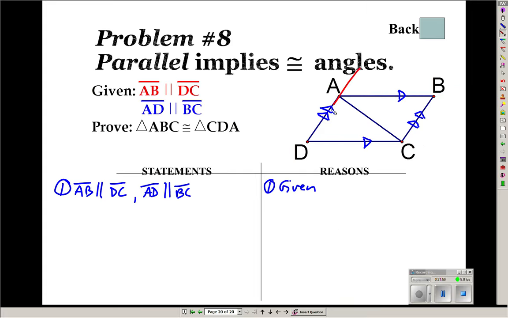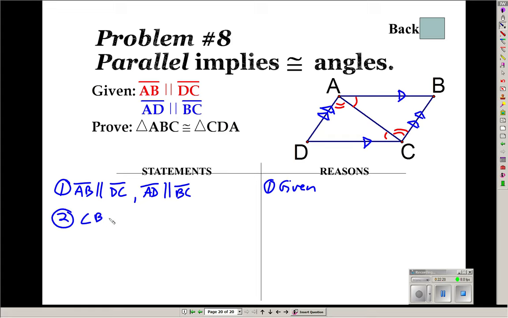Also, when these parallel lines are cut by a transversal, another pair of alternate interior angles is congruent. So when you have parallel sides, look for alternate interior angles. There's one pair, there's the other pair. So let's use that information in the proof.